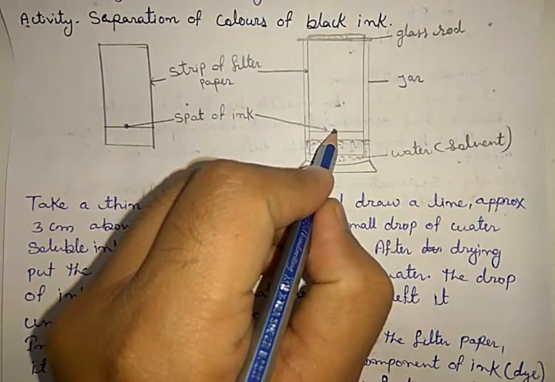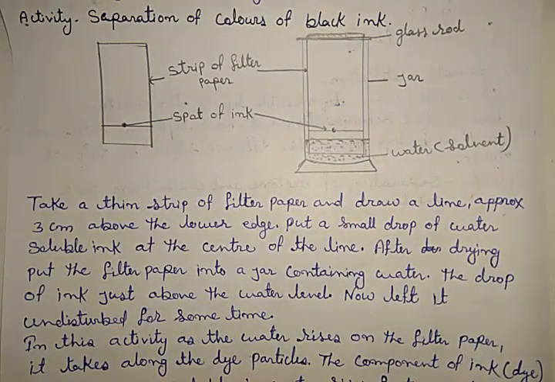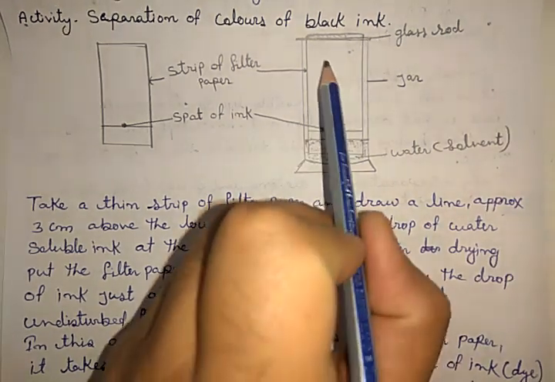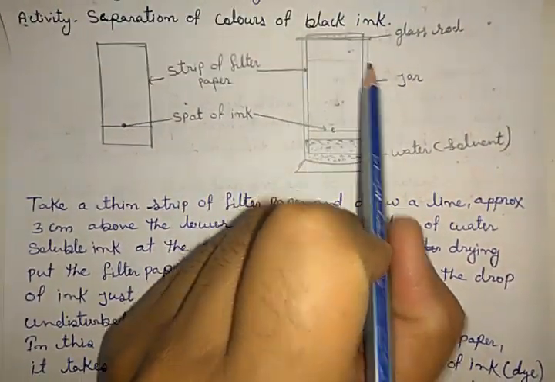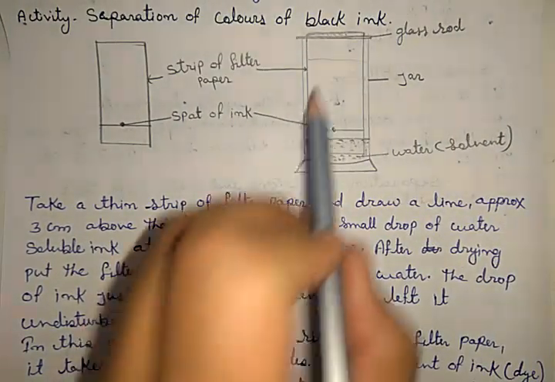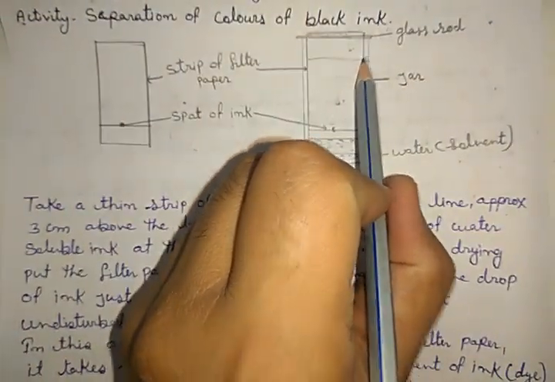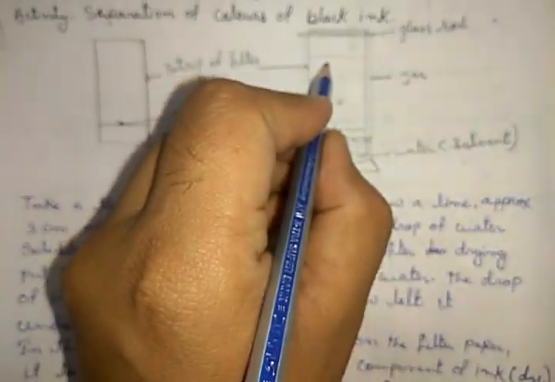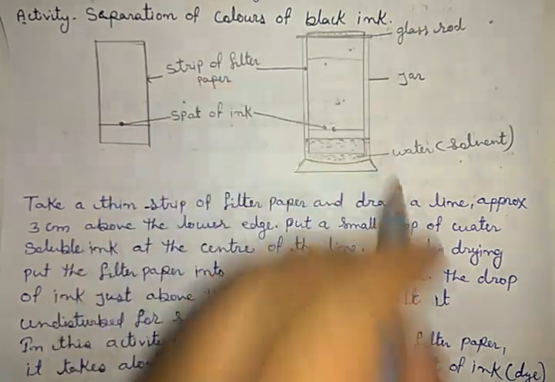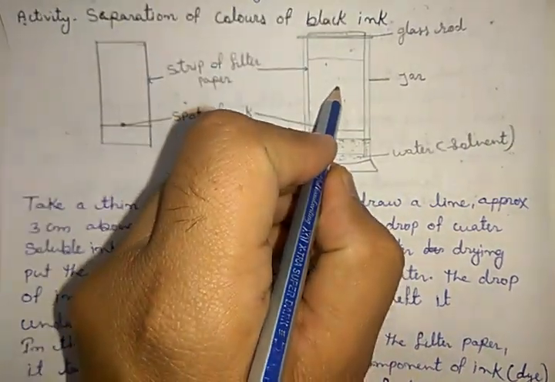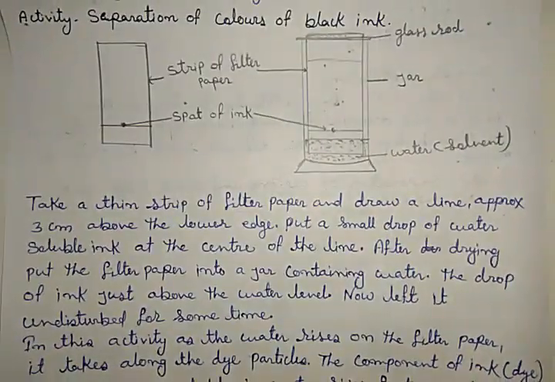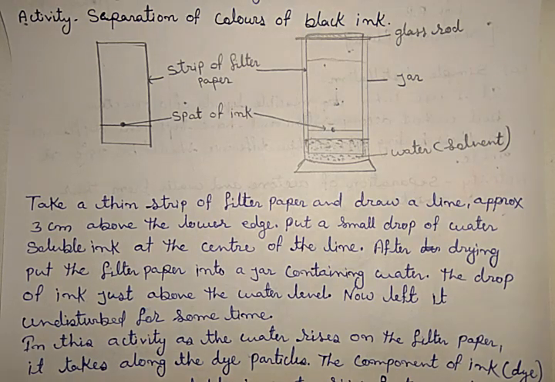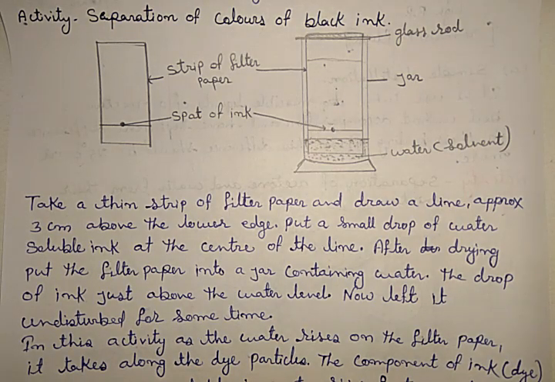Suppose it has two components, one more water soluble and the second less water soluble. Suppose that is the level of water, the raised level of water. The more soluble will be here and the less soluble will be here. Got it? So in this way, both components separate from each other.